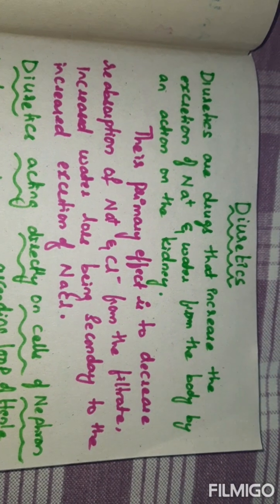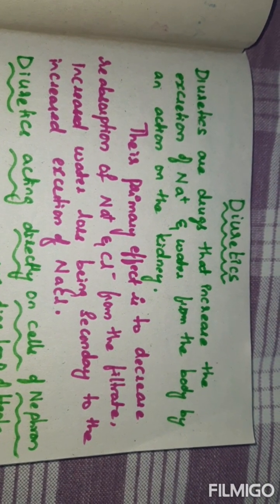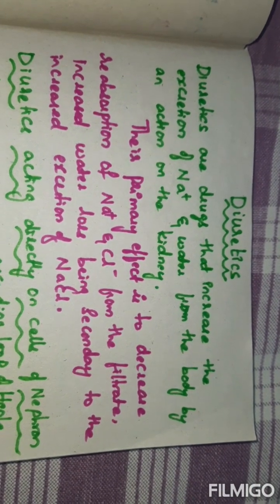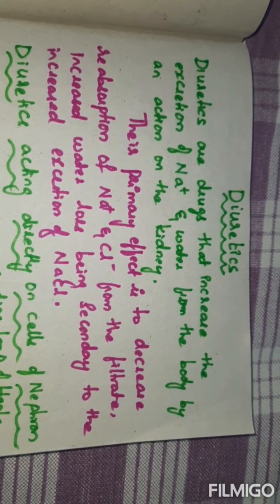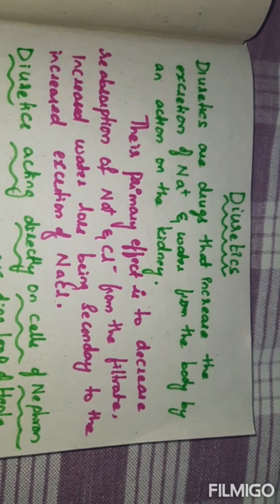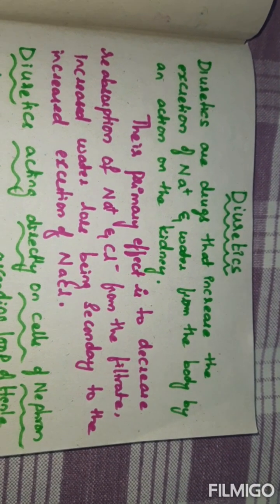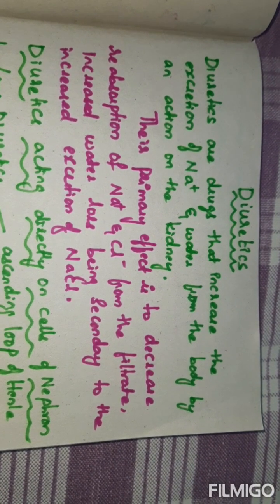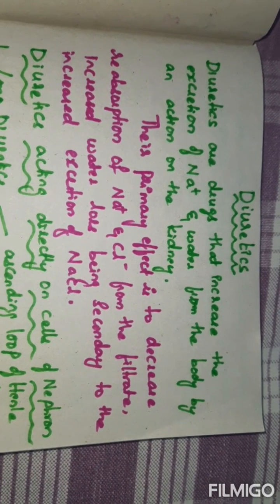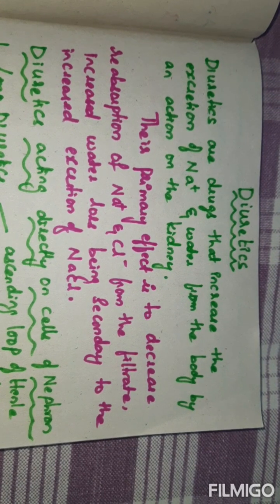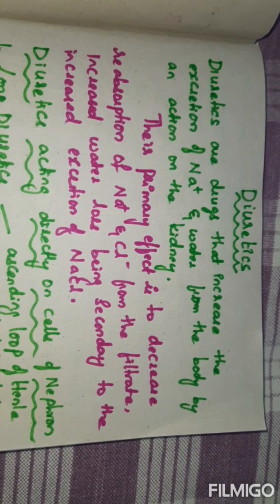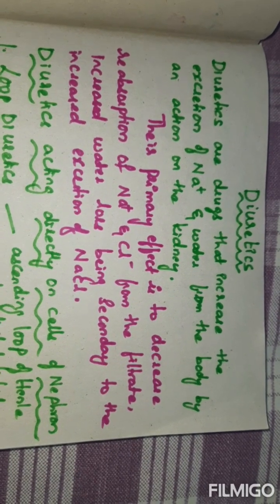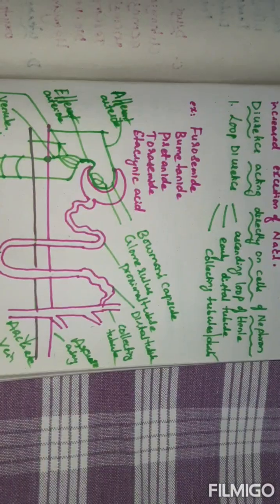Hi, today we'll be discussing diuretics. Diuretics are drugs that increase excretion of sodium and water from the body by their action on the kidneys. Their primary effect is to decrease reabsorption of sodium and chloride from the filtrate, with increased water loss being secondary to the increased excretion of sodium chloride. These are the mechanisms of diuretics.